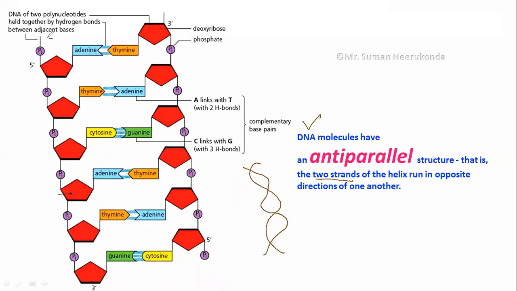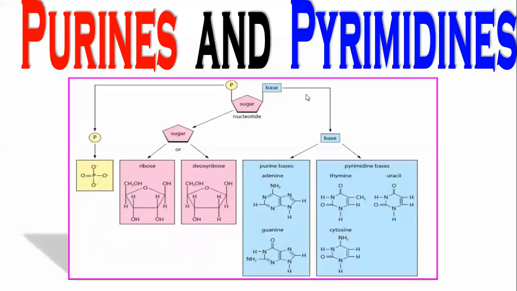You already know that the backbone is basically a pentose sugar and a phosphate group. And I told you why DNA is acidic in nature: because it has phosphate in its backbone. We have already done this, but a quick revision of what purines and pyrimidines are.